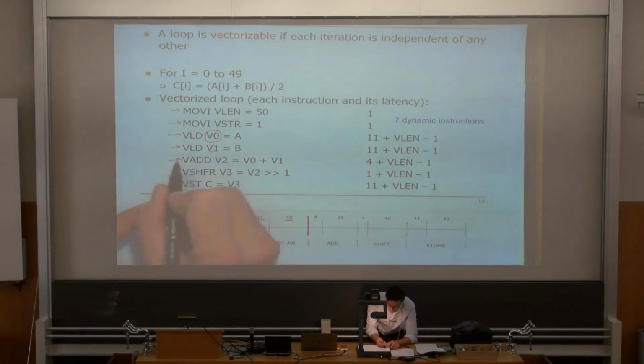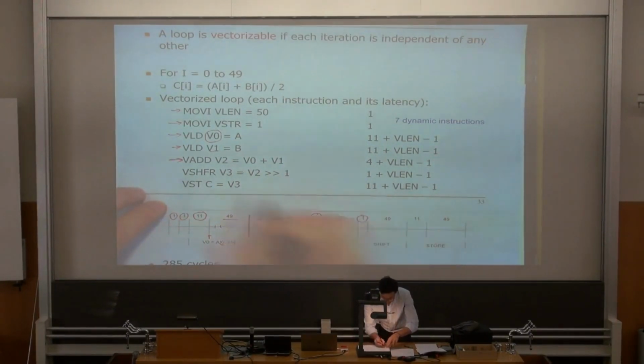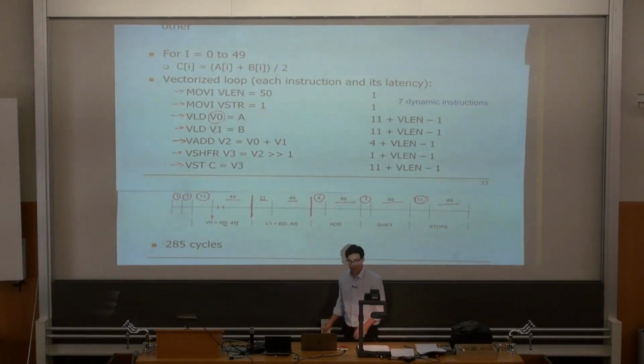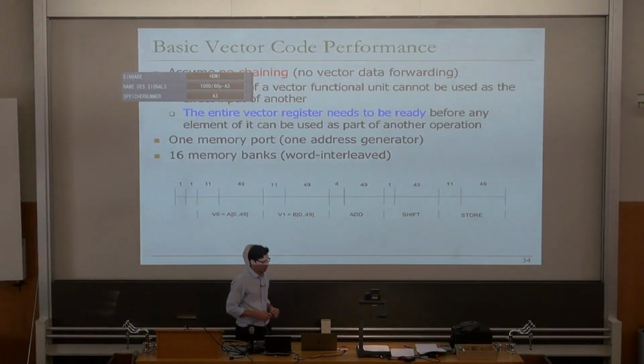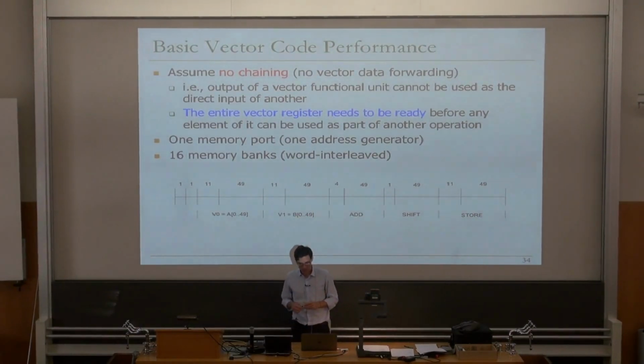Right after that, we start the addition, 4 cycles for the first element, then 49 more cycles for all the elements to be completed. Then we have 1 cycle for the shift right, 49 more cycles, and finally the store, 11 cycles plus the last 49 cycles. In total, 285 cycles, which is already a very good improvement, almost 7 times faster than our scalar code was. Is it clear?